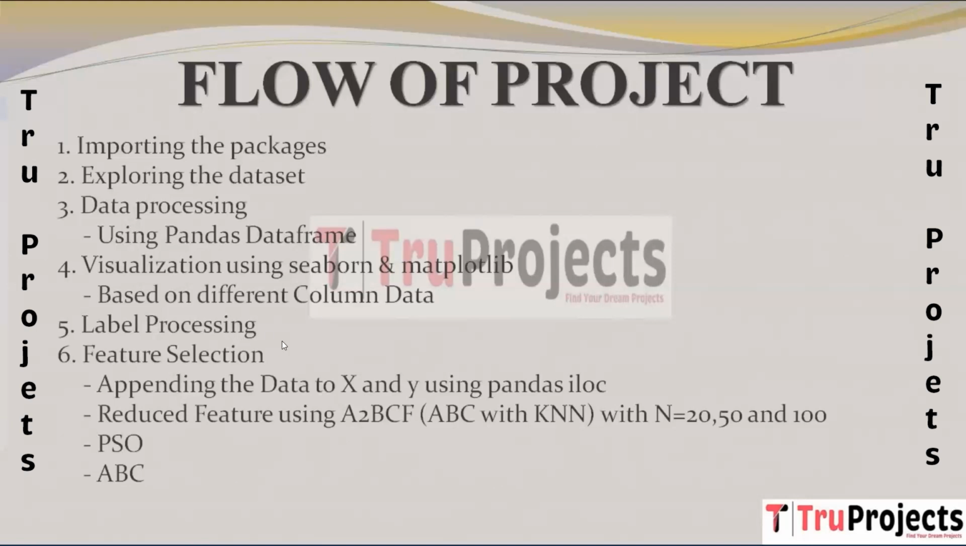Then we have label processing. This step is concerned with handling the target labels or output variables in your dataset. It involves encoding categorical labels into numerical values or other label-related tasks. Then we have feature selection. Feature selection is the process of choosing the most relevant variables for model training. Different methods like ABC, ABC with KNN, PSO and ABC are mentioned. These are techniques for reducing the number of features in the dataset while retaining the most important ones.